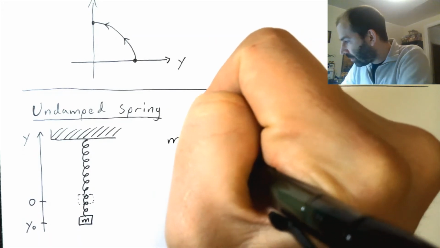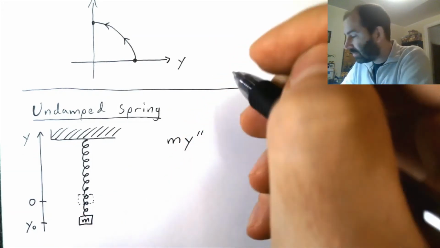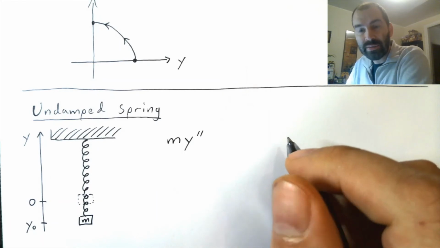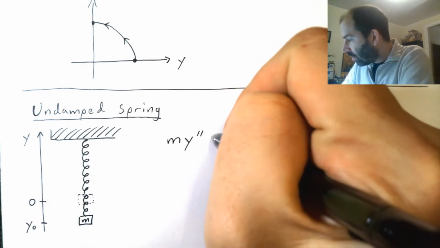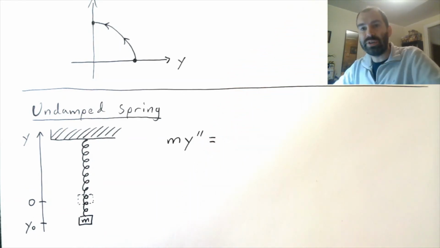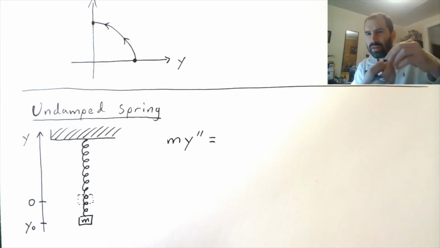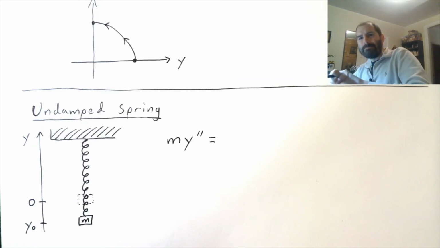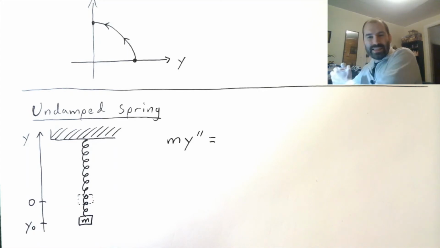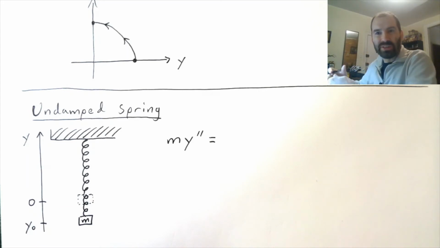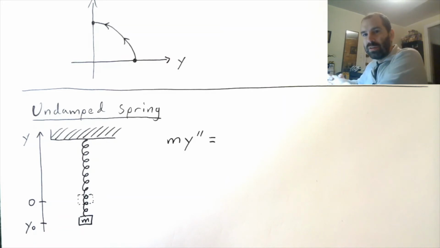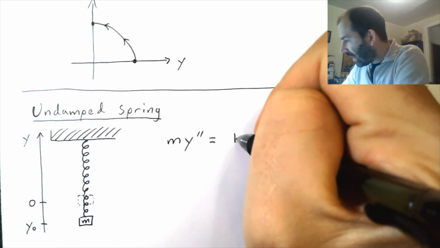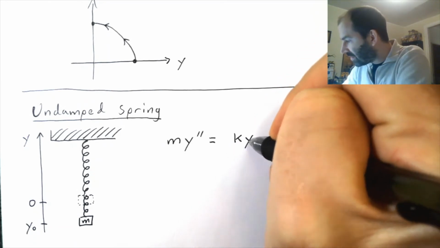Mass times the acceleration, and acceleration is the second derivative of its height. y is representing height here. We also know that the spring exerts a force, and I know that the further I pull that spring, the harder it is to pull more, right? The further I go, the harder it gets. So the force seems to be proportional to how far I've pulled it. And so we have a constant times the distance that I've pulled it.